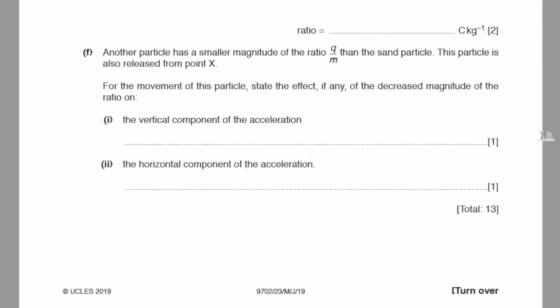F, another particle has a smaller magnitude of the ratio q by m than the sand particle. This particle is also released from point X. For the movement of this particle, state the effect, if any, of the decreased magnitude of the ratio on part 1, the vertical component of the acceleration. So a smaller ratio means either its charge is smaller than the sand particle, or it is heavier than the sand particle. The vertical component of acceleration is always going to be due to the particle's weight, which doesn't change its value, and that is 9.81 irrespective of masses or charges. So this doesn't change.